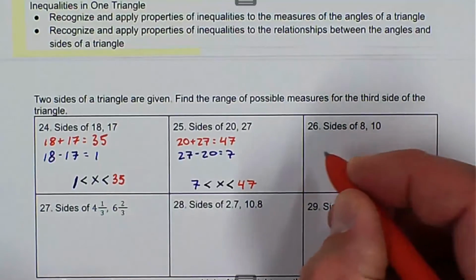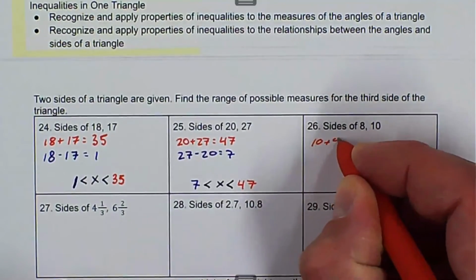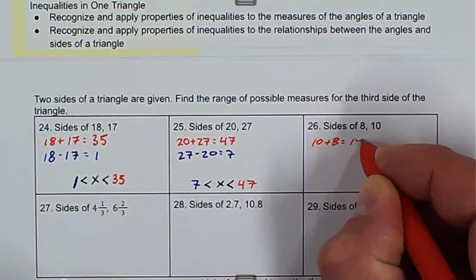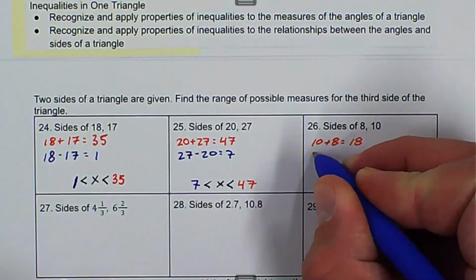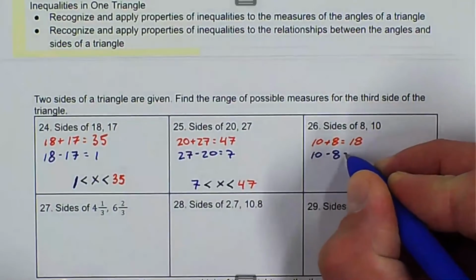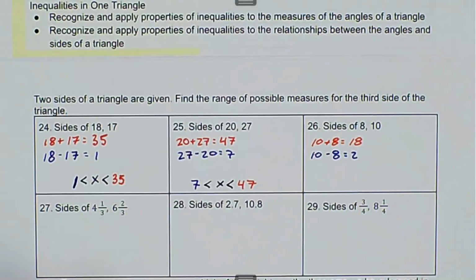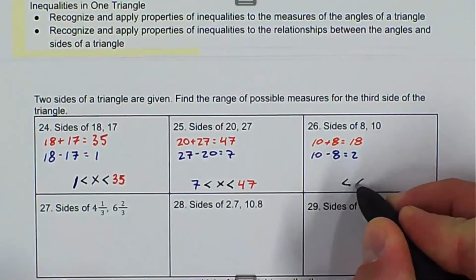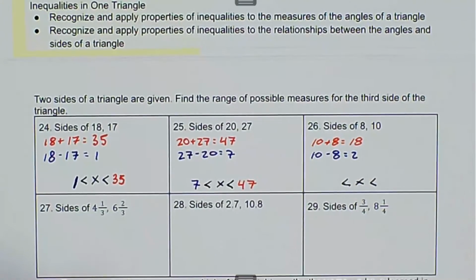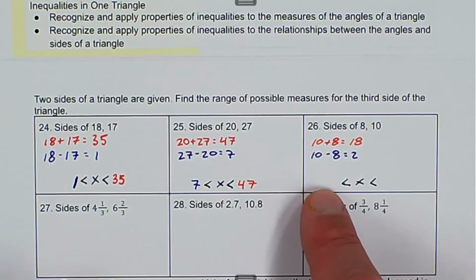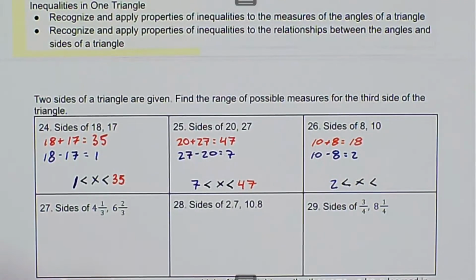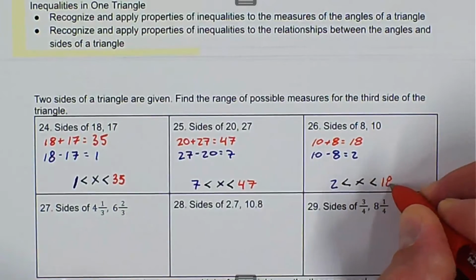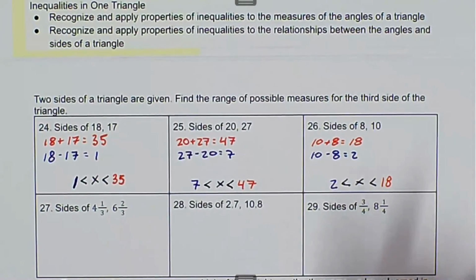Next one, same thing. 10 plus 8 is equal to 18. And 10 minus 8 is equal to 2. Something is less than x is less than something. 0, 1, 2. Okay, 2 is over here. All the way up to 18.